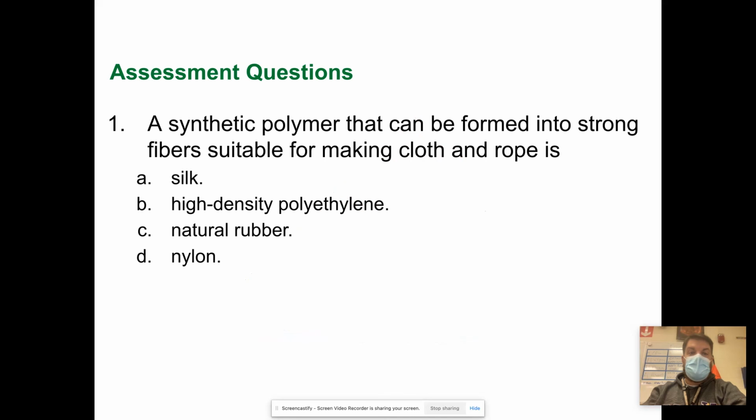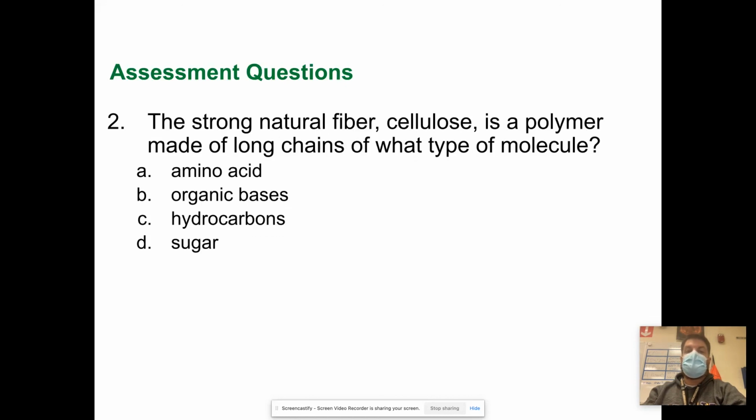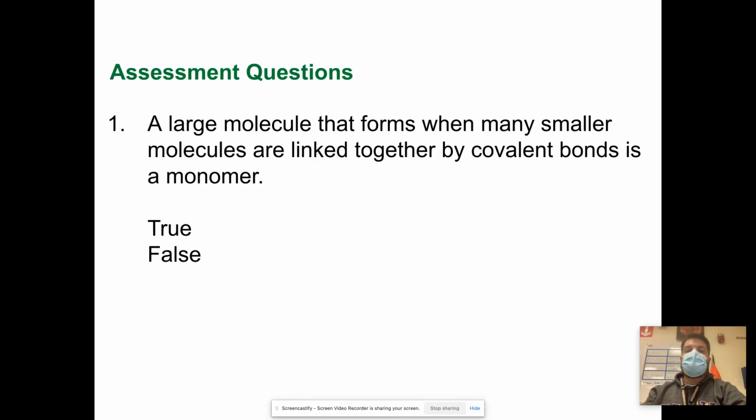So just to recap real quick, a synthetic polymer can be formed into a strong fiber suitable for making cloth and rope. Anybody remember which that one was? Nylon. A strong natural fiber, cellulose, is a polymer made of long chains of what type of molecule? Sugars. A large molecule that forms when many small molecules are linked together by covalent bonds is a monomer. No, false. It's a polymer.